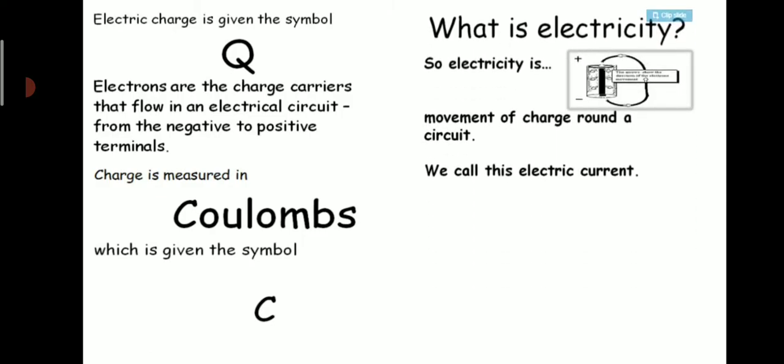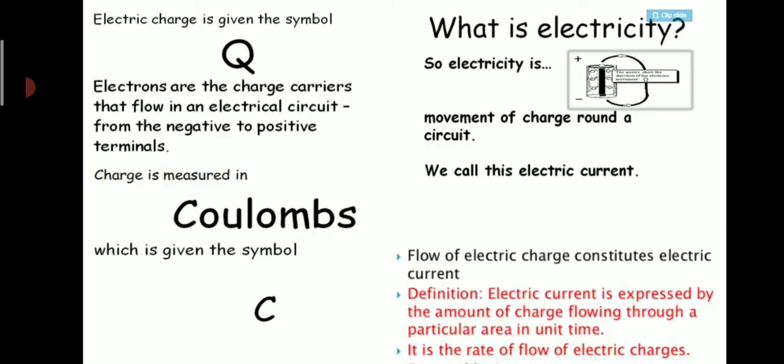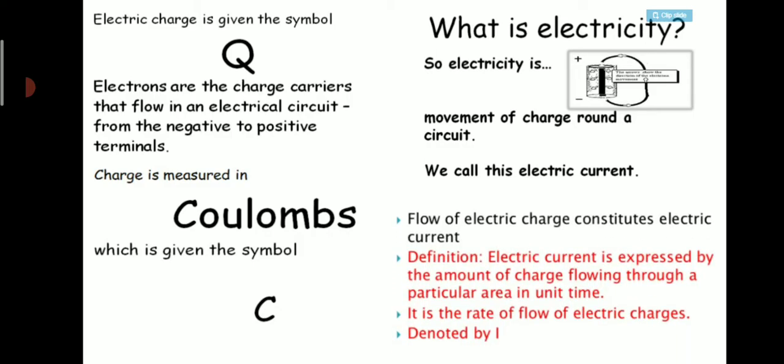Then what is electricity? Electricity is the movement of charge around a circuit. We will call this electric current. Flow of electric charge constitutes electric current. So, electric current is expressed by the amount of charge flowing through a particular area in unit time. This is the definition of electric current. It is the rate of flow of electric charge, and the representation is I. Circuit: an electrical circuit is any arrangement of materials that provides a path for electrons to flow.